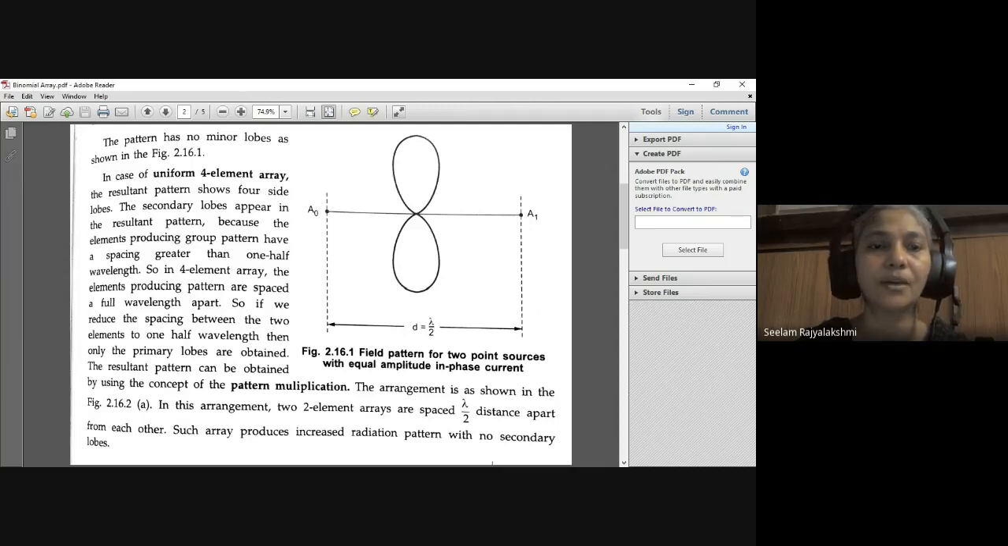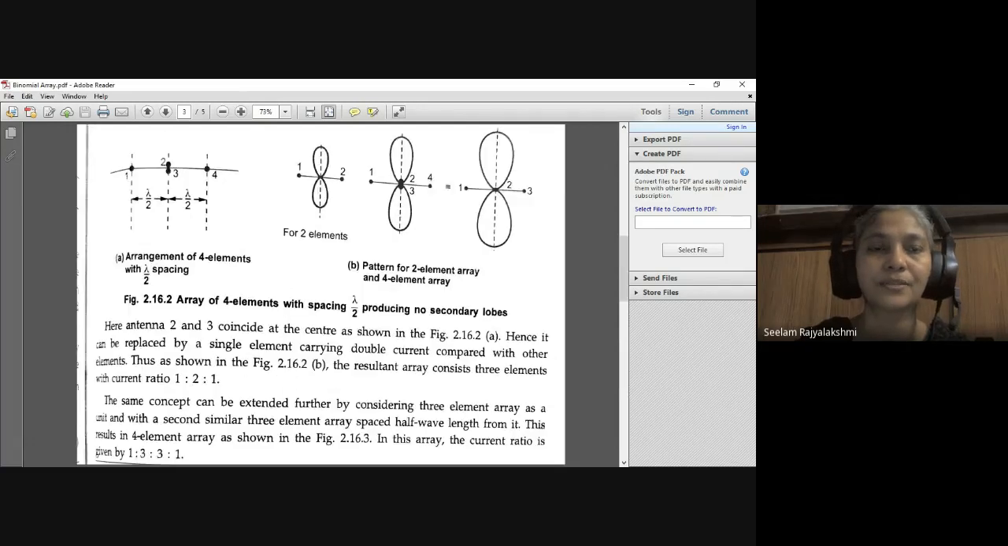So how can we reduce these secondary lobes? By decreasing the distance between the elements, the distance between those point sources, we can reduce these side lobes or secondary lobes. Now let us see this arrangement of four elements with spacing lambda by 2. That means we are decreasing the space between those four elements.